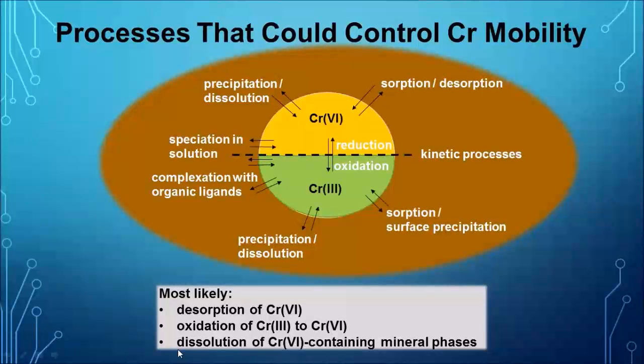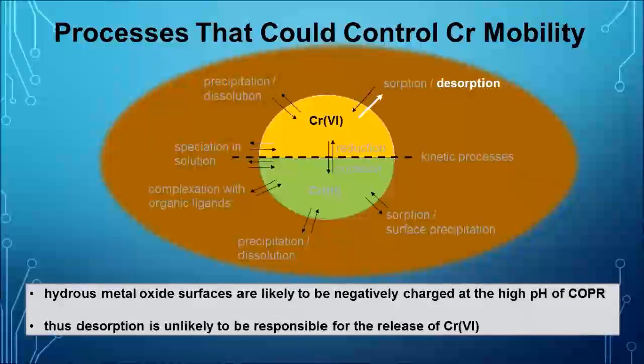And these 3 were the desorption of chromium-6 from surfaces, the oxidation of chromium-3 to chromium-6, and the dissolution of chromium-6 containing mineral phases. So I'll just go through some of the things that we thought about. Taking the first of these, the adsorption-desorption processes, we know that we have a very high pH system, and so the types of surfaces that might be responsible for holding on to chromium-6, things like iron oxides and aluminium oxides, by the time we reach pH 11, will be negatively charged, and so it's very unlikely that they would represent a surface from which chromium-6 could be desorbed.